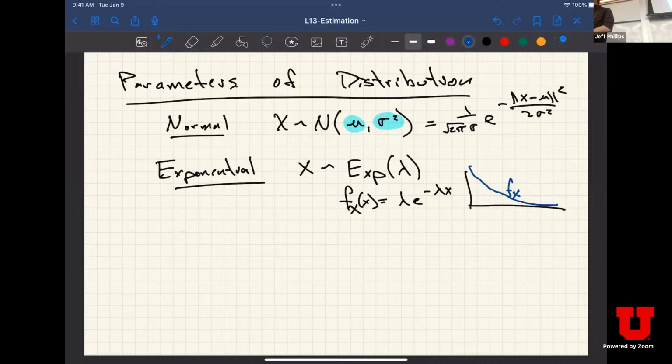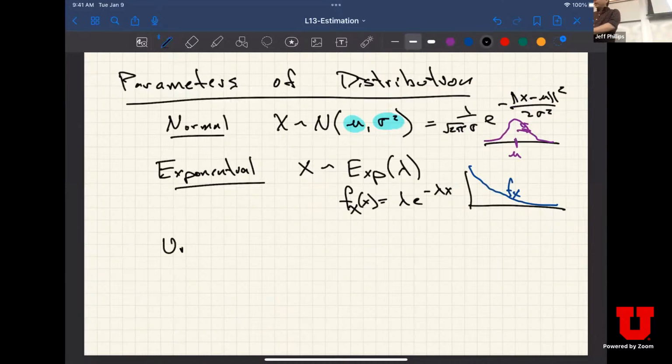Similarly, with the normal random variable, I'm going to have a distribution here, and it's described by the mean and the standard deviation. These are all we need to describe the whole distribution, anything from this family.